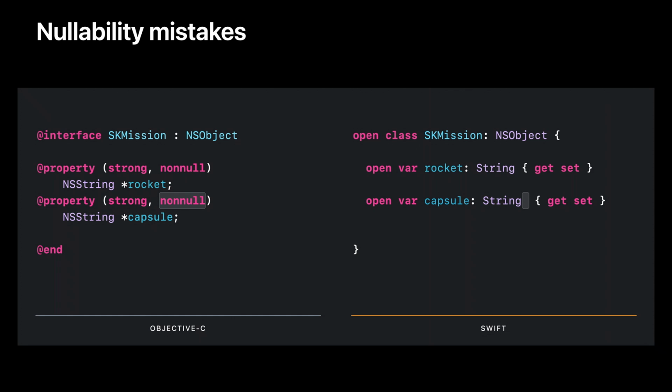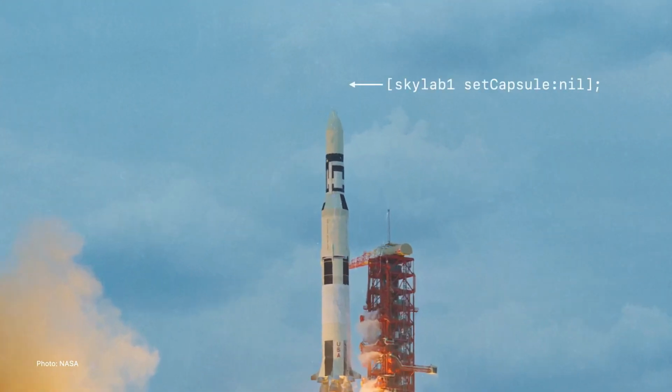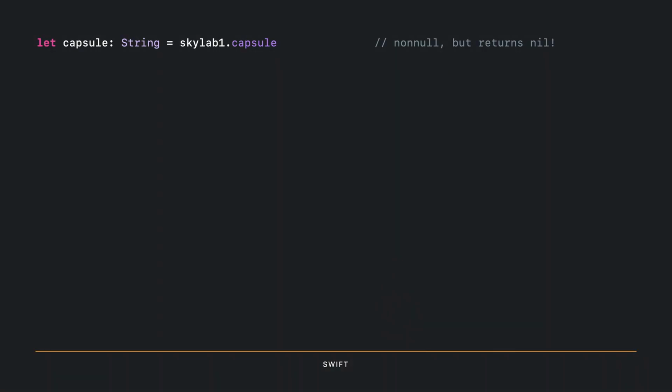For instance, maybe you glance over this header, and you decide, well, of course every mission is going to have a capsule. Let's make the capsule property non-null. But it turns out later that there was a mission where they didn't launch a capsule. And you do model that by setting the capsule to nil. In other words, the non-null annotation was wrong. So what's going to happen when Objective-C returns nil for a value Swift thinks can't be optional?